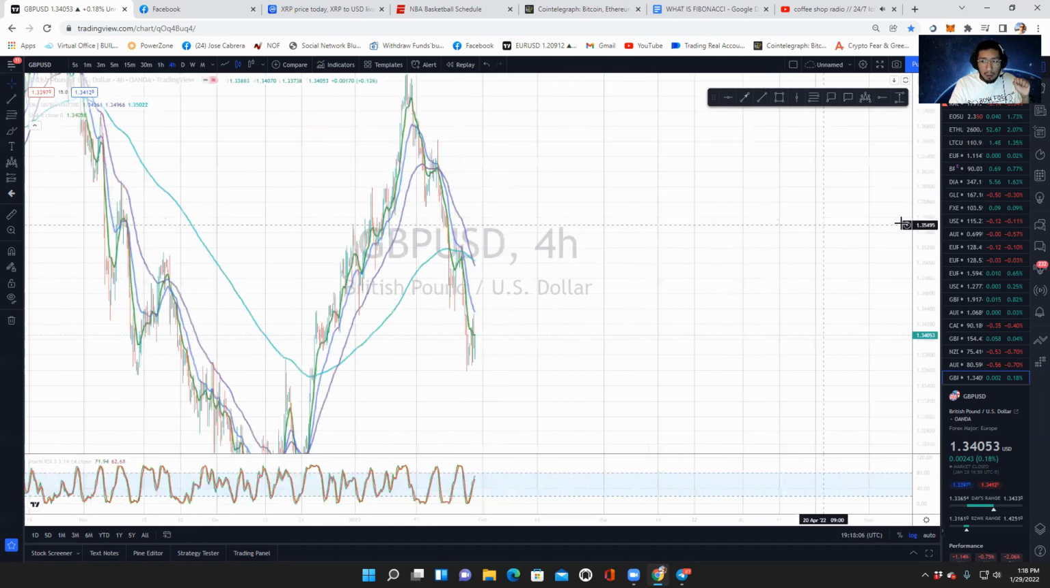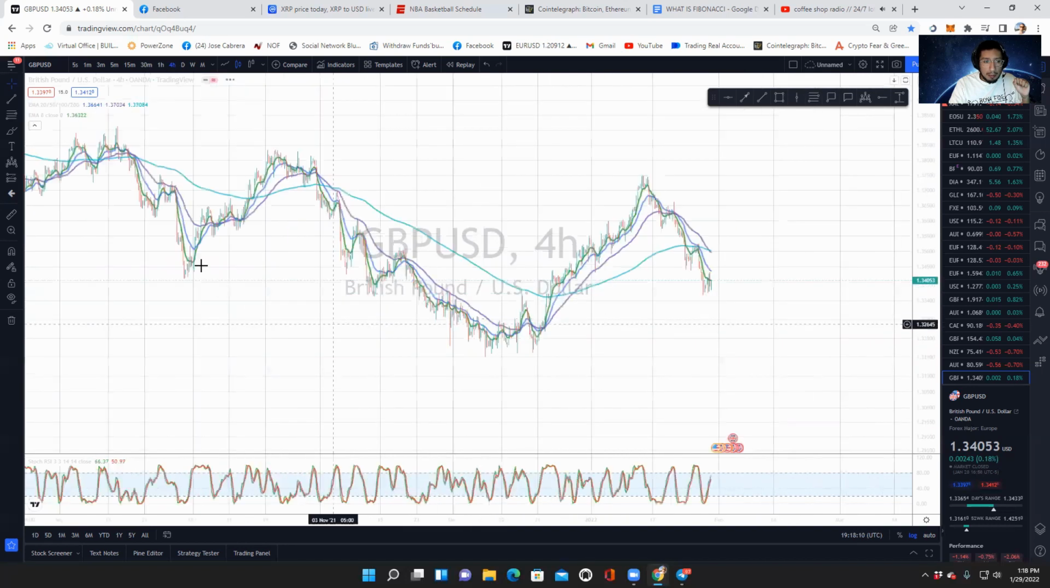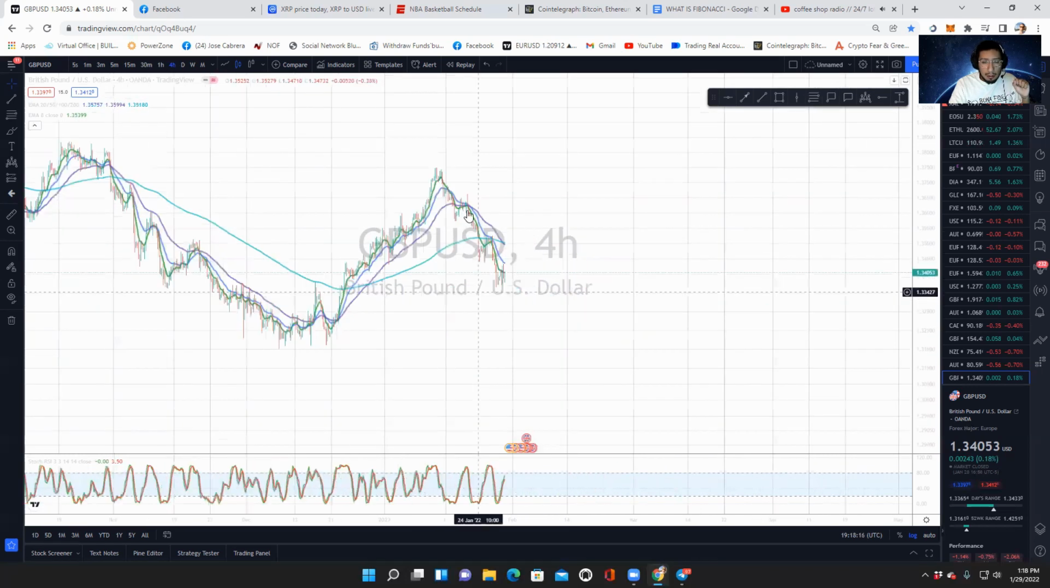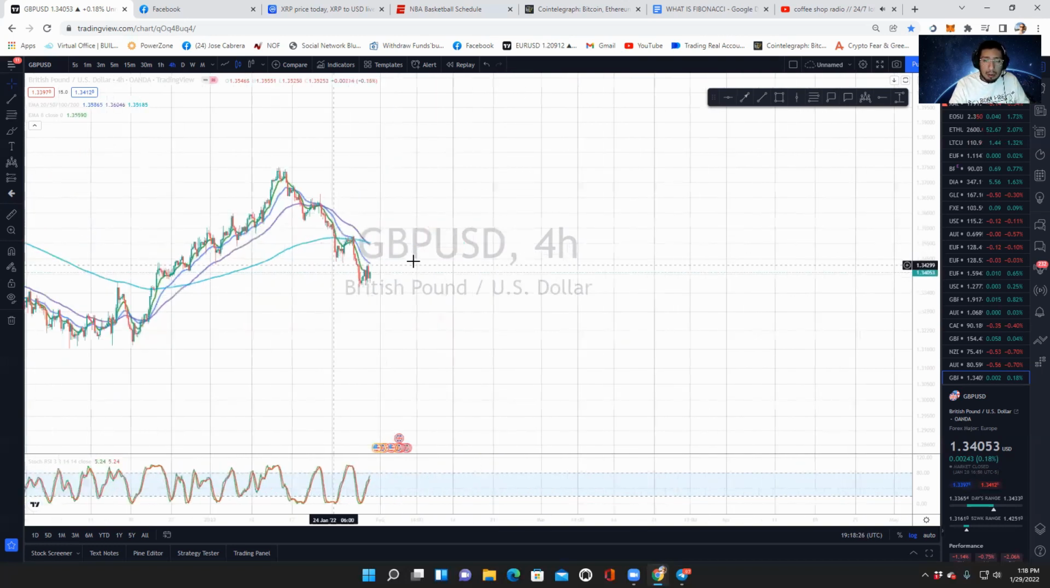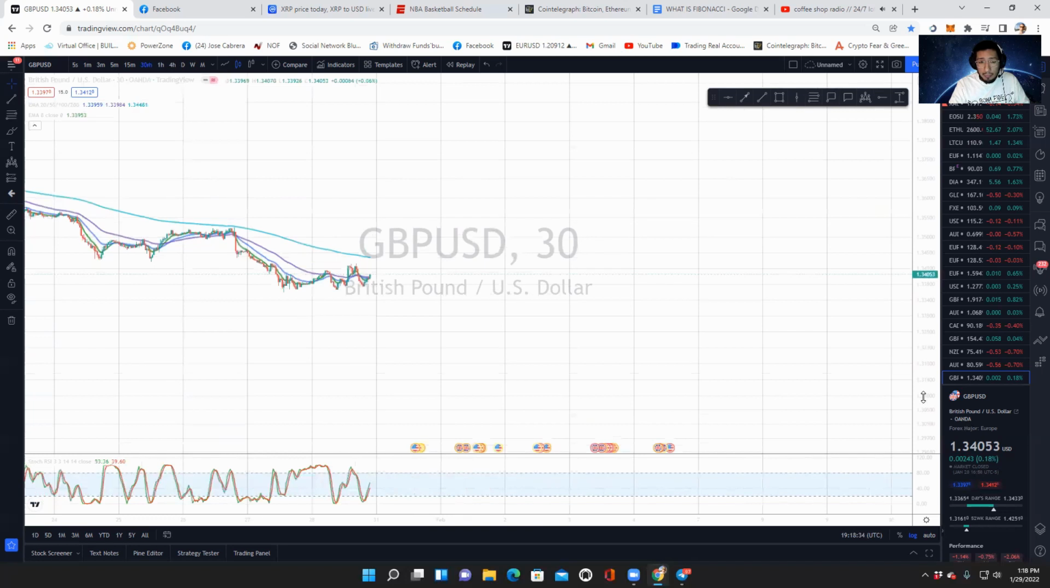Even on the 4-hour, you can see that momentum was going up. It kind of broke, came down, went up again, and then currently, right before market close, it decided to break and was moving to the downside. So we can know that this currency pair, we should be looking for a sell.